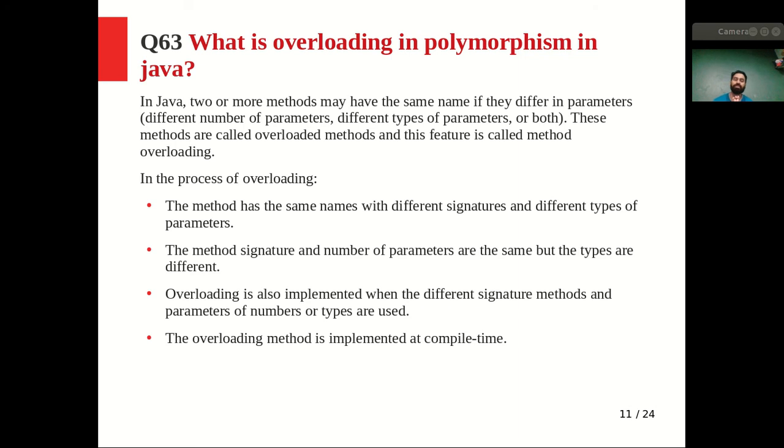So all the methods should have the same name with a different signature and different types of parameters you are passing in a method. This is the first point. The second point is that the method name and the number of parameters are the same but the types are different. There may be a case where two methods have the same name with two parameters, but you have to keep the type of the argument different.